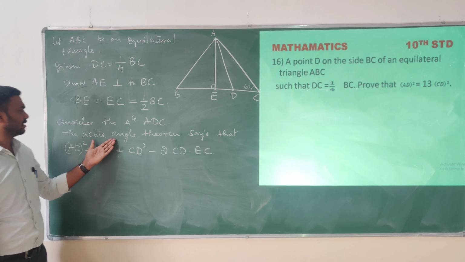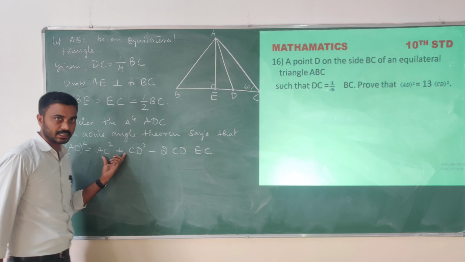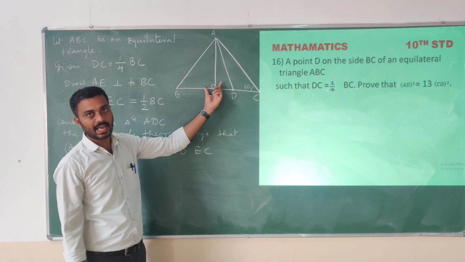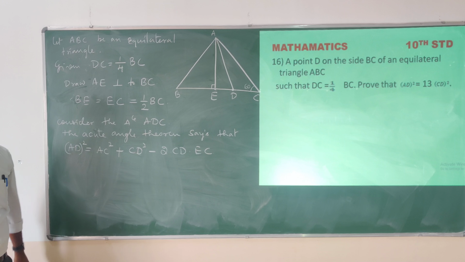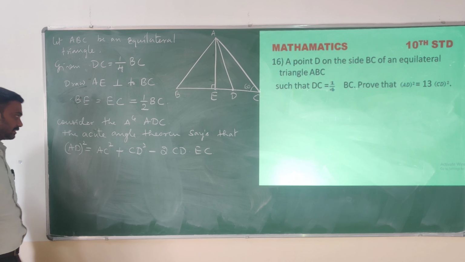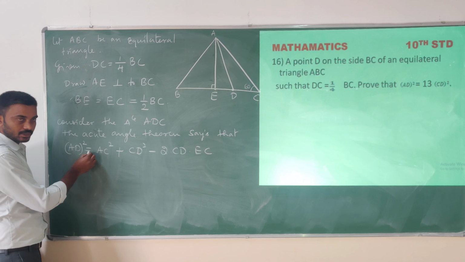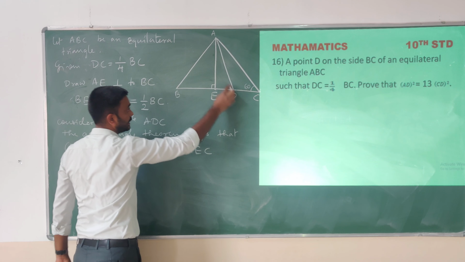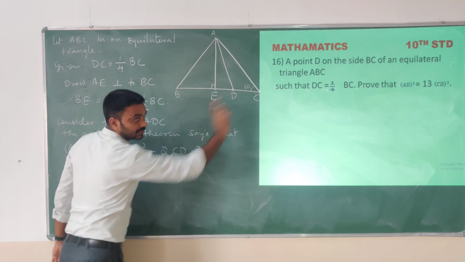So this is not particularly the acute angle theorem. In fact, we can apply this result to any triangle with an angle which is less than 90 degrees. So that is one standard result in our class 10 syllabus. Because of this theorem, we can write AD square is equal to AC square plus CD square minus 2 times CD into EC.